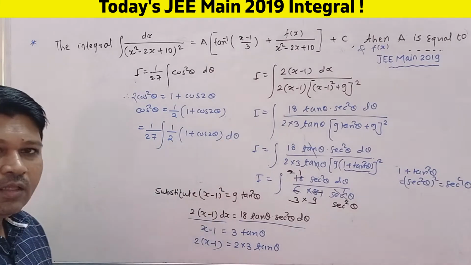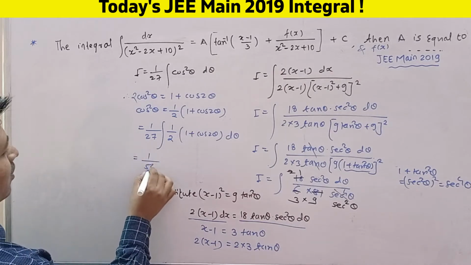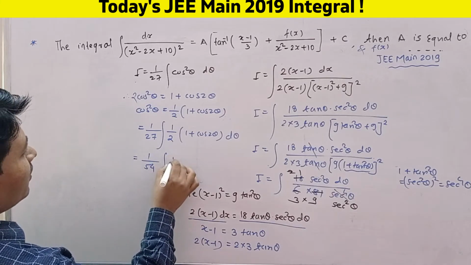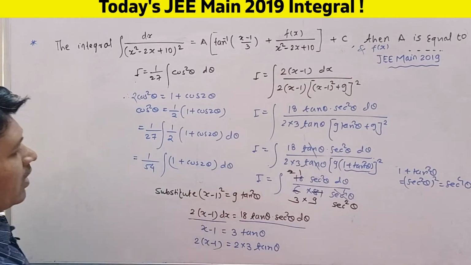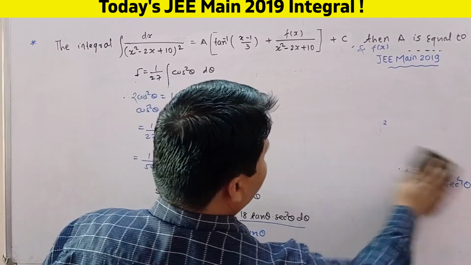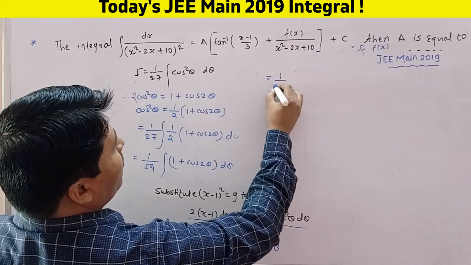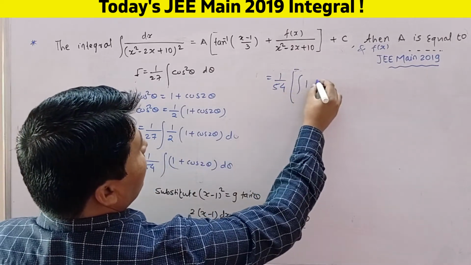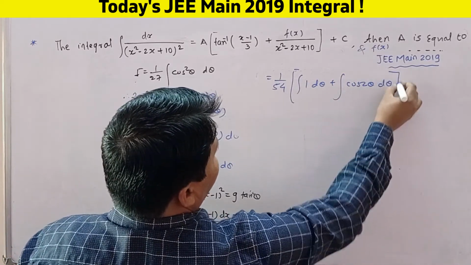And now we can find the integral in a simple way. Therefore we can write 1 upon 54 as a simplification term, and the integration of 1 plus cos 2 theta bracket complete d theta. Now we observe 1 upon 24 is a constant term, and we find the integration of 1 d theta plus the integration of cos 2 theta d theta, bracket complete.